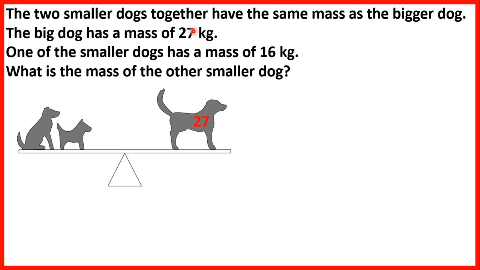So we know that the big dog has a mass of 27 kilograms, and one of the smaller dogs has a mass of 16 kilograms. And we know that the 2 small dogs together have the same mass as the bigger dog. So we need to think what plus 16 is the same as 27. Well, if we work out 27 minus 16, that's 11. So that means 11 plus 16 is 27, which means the other smaller dog must have a mass of 11 kilograms.